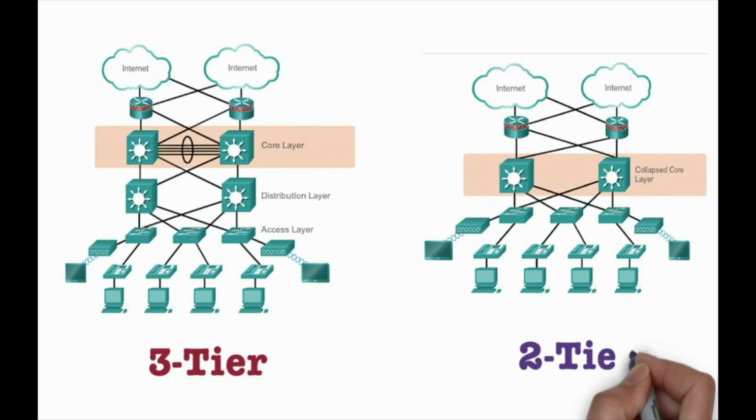The three-tier network topology is a three-layer architecture in which the network is divided into the access layer, distribution layer, and core layer. The three-tier network topology mainly uses the access layer, distribution layer, and core layer. It provides better scalability, flexibility, and network segmentation compared to the two-tier design.